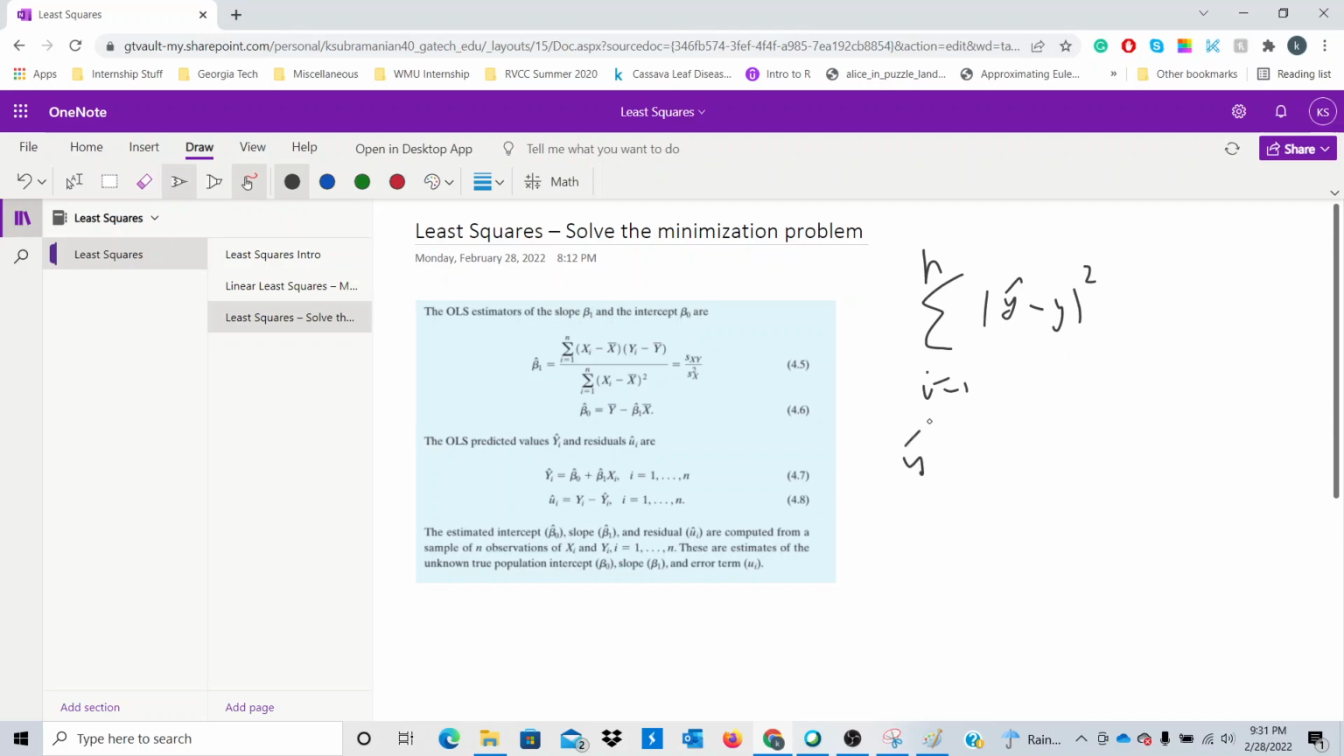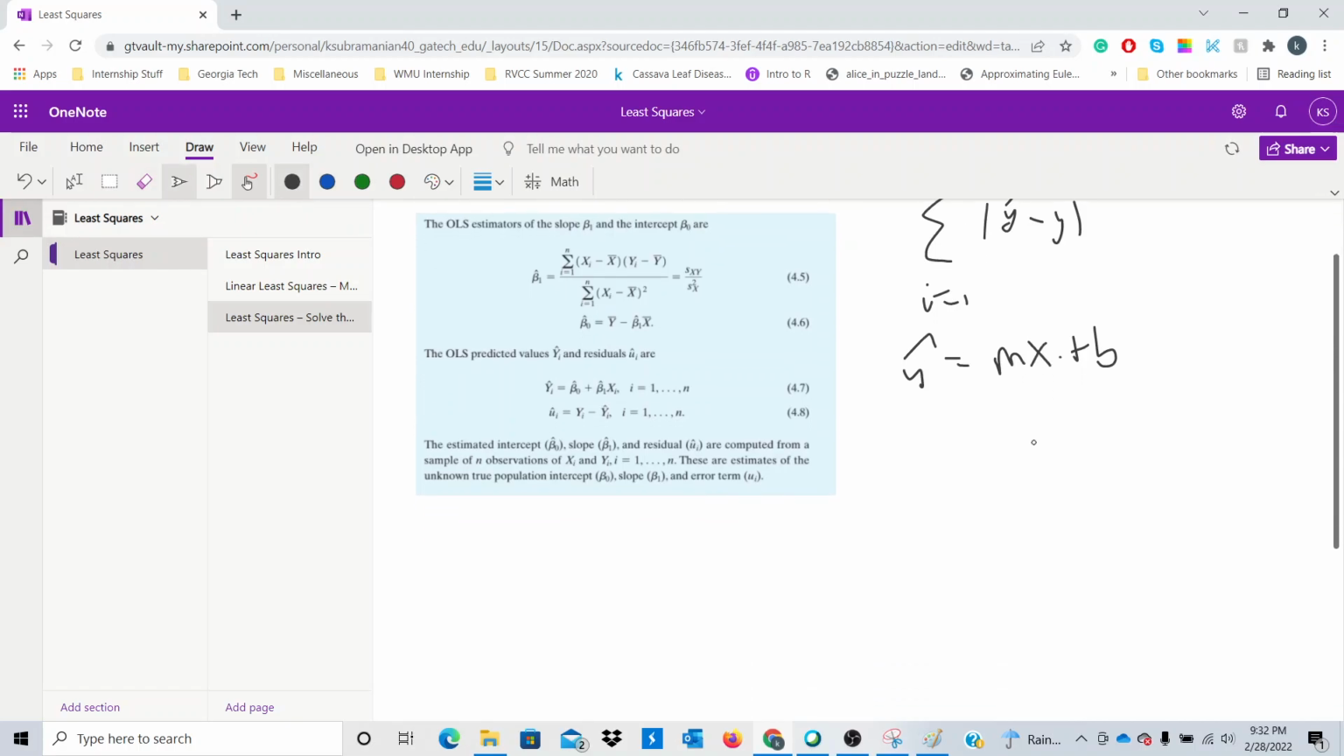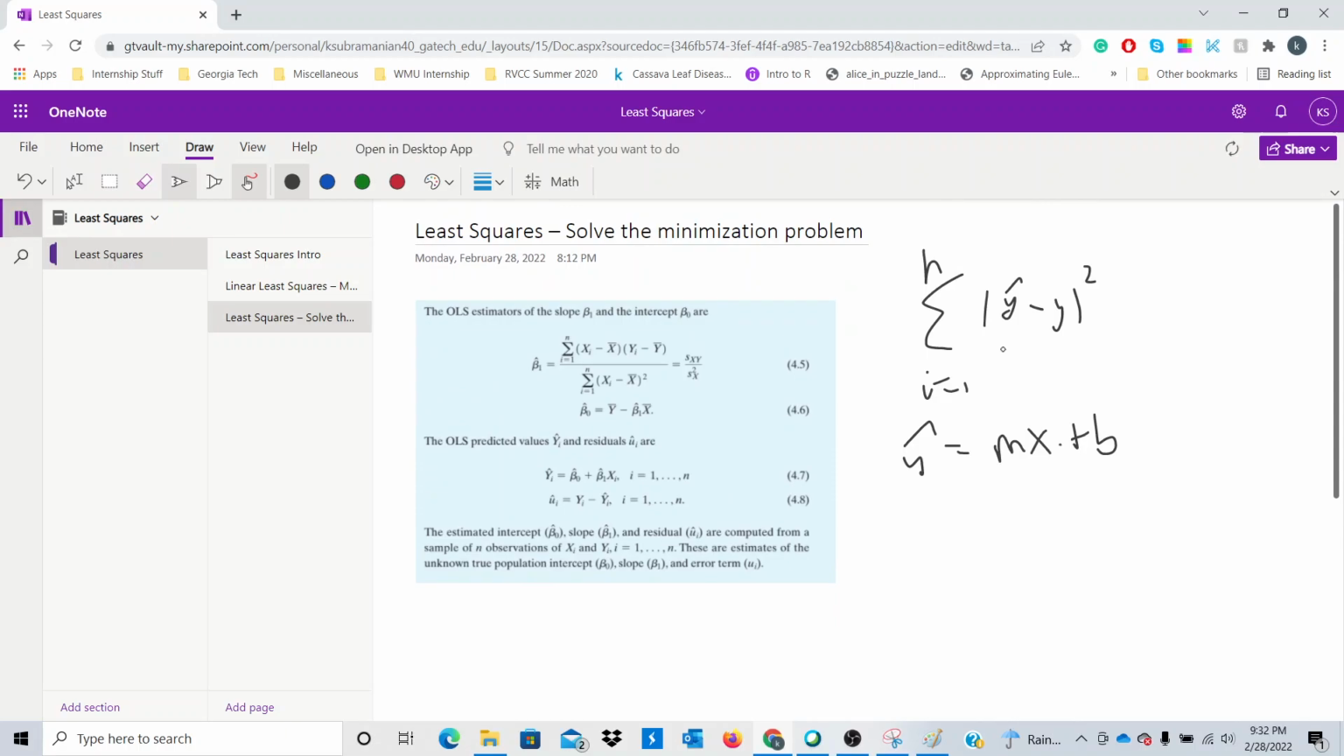We also know that y hat, which is a predicted value from our least squares line, is going to be m x_i plus b, because every line has the form y equals mx plus b. So that's just a refresher on what we've talked about. What we're going to do is figure out how to find the optimal values of the slope and the y-intercept that minimize this expression right here.